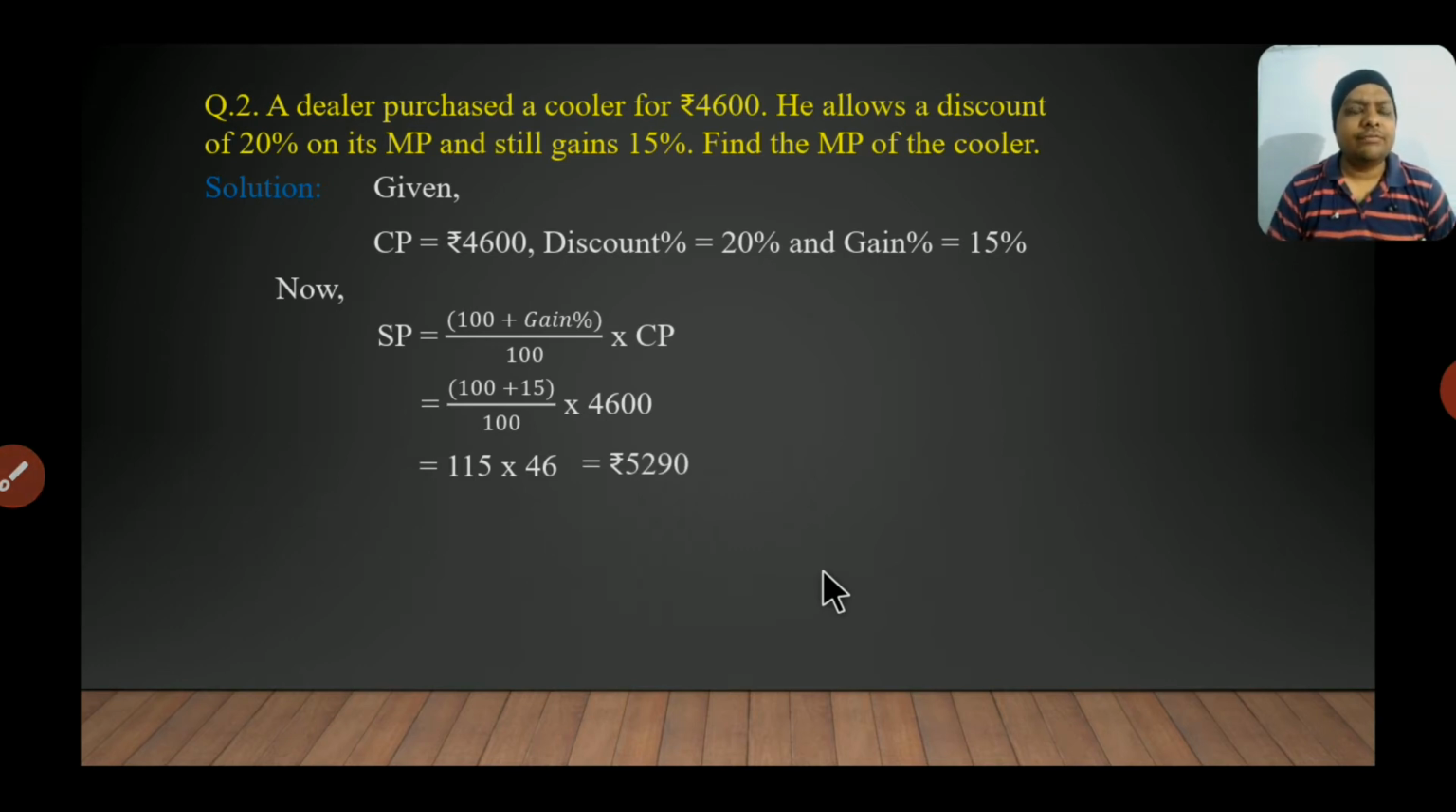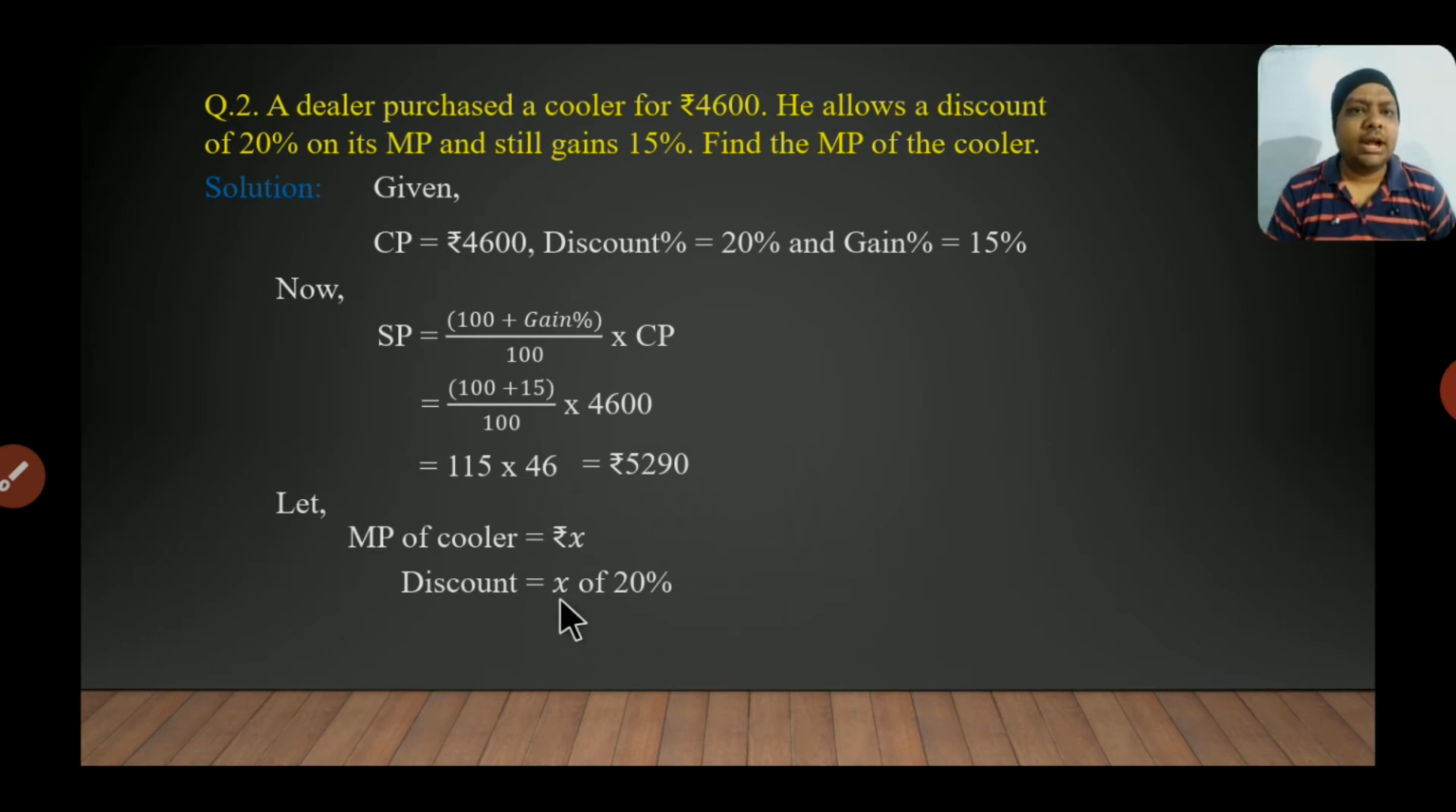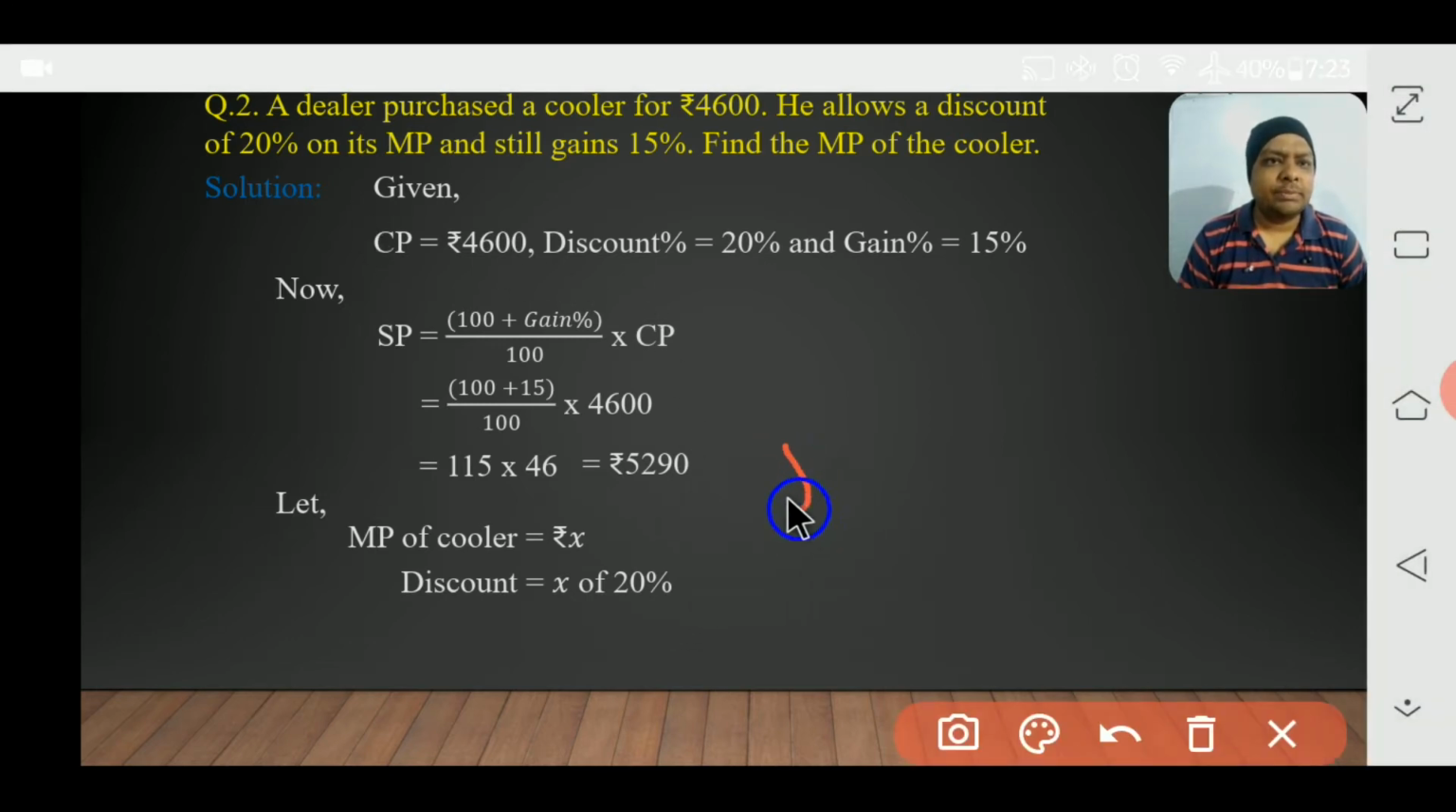Okay. Now we have already found that. Now we have to find the mark price. So we will assume the mark price as X. Okay. So let the mark price be rupees X. Now discount is equal to what? X of 20%, because we know that discount is always on the mark price. So X of 20%, 20% is the discount. So we can say that X of 20%, it means what? X into 20 by 100.